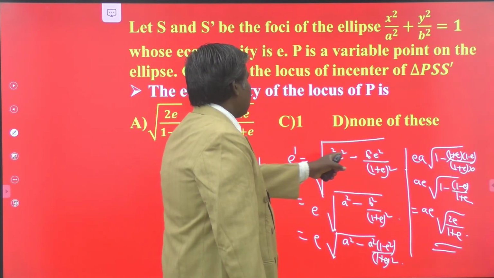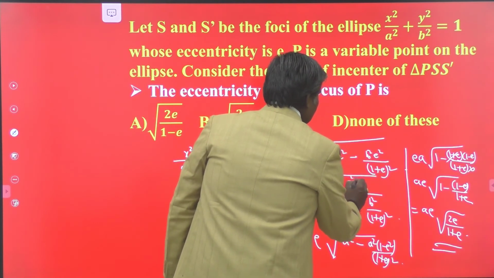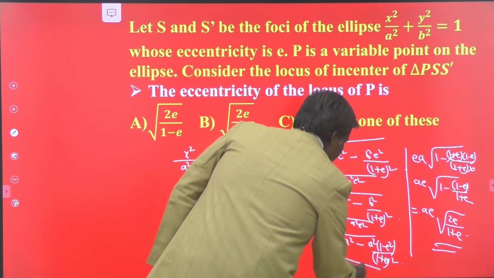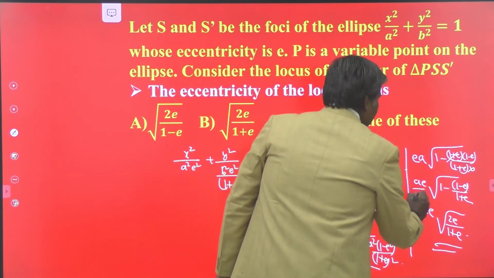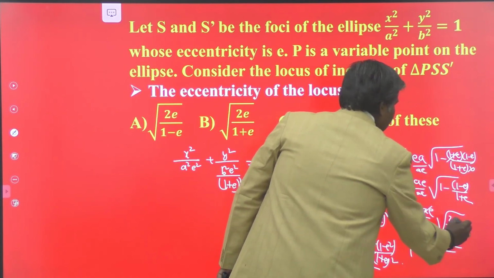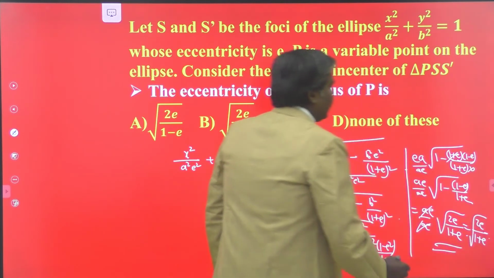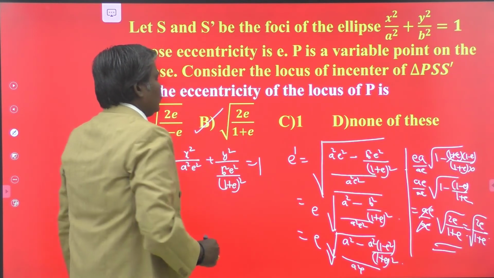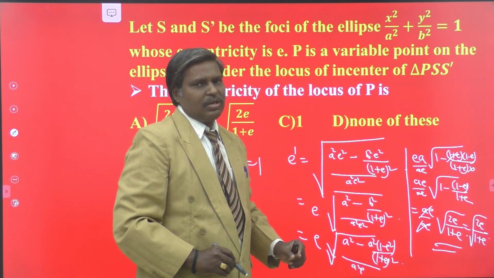Root of A square minus B square by A square is also there. That is A square E square by A square E square. When it is coming under the root, AE is also cancelled. That is 2E by 1 plus E under root. Root of 2E by 1 plus E. This is the answer. So eccentricity is root of A square minus B square by A square, you have to write.